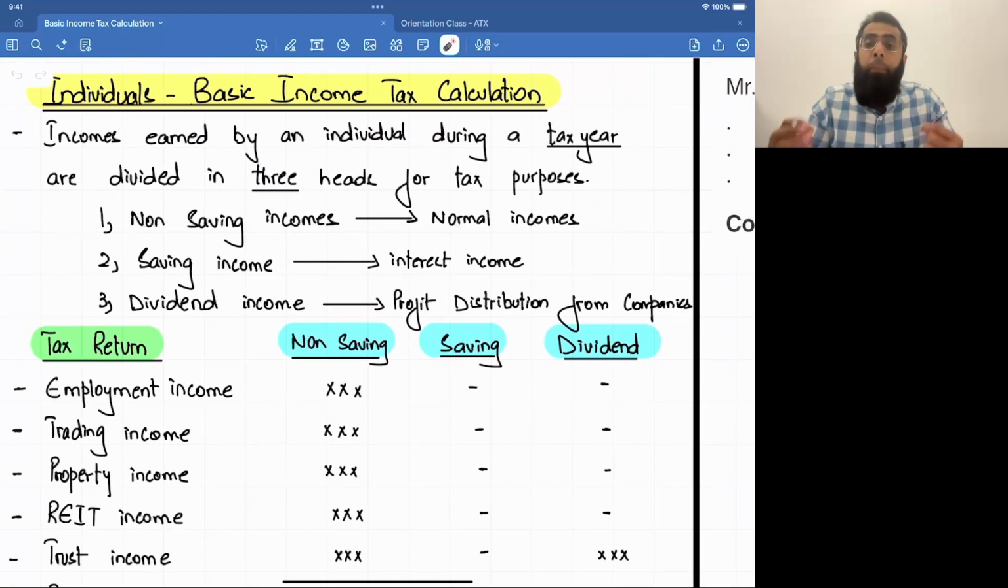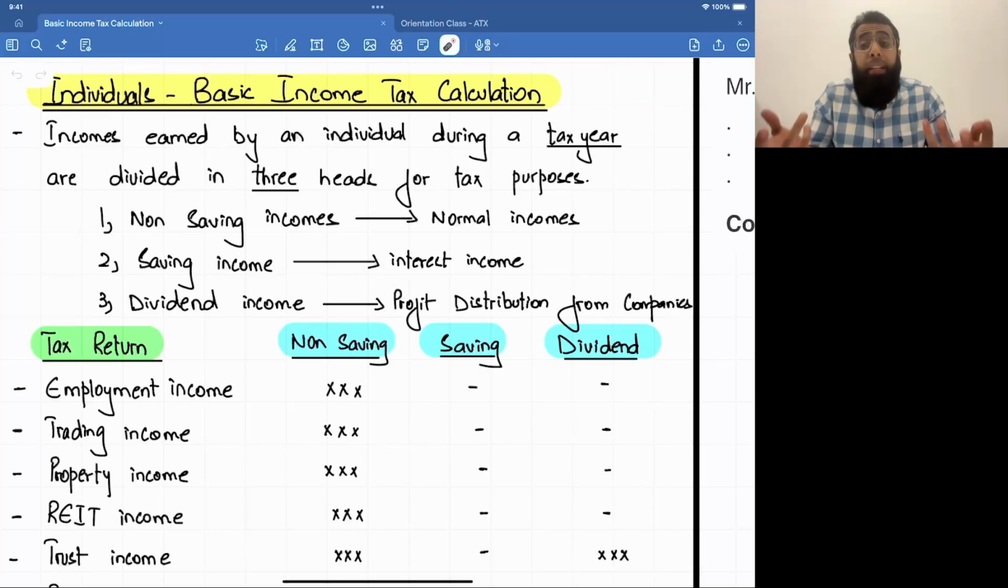Whatever income an individual earns during a tax year is divided into three heads for tax purposes. The first head is non-savings income, which we call the normal income head. In this head, all incomes are included, except interest income, which is put in the head of savings income, and dividend income, which is put in the head of dividend. Now, there are some questions in your mind. Sir, what is a tax year?